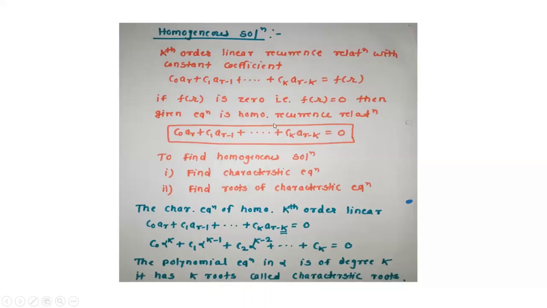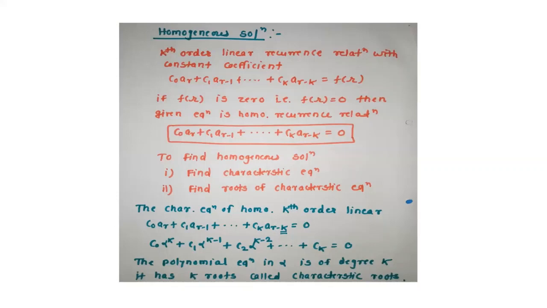So using this homogeneous recurrence relation, how do we find the homogeneous solution? For that, you have to remember two steps here. The first step is to find the characteristic equation. And the second one is to find the roots of the characteristic equation. So how do we find this characteristic equation first?